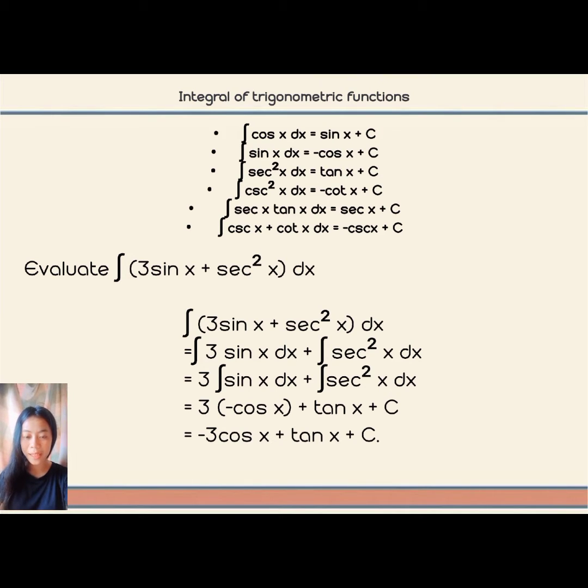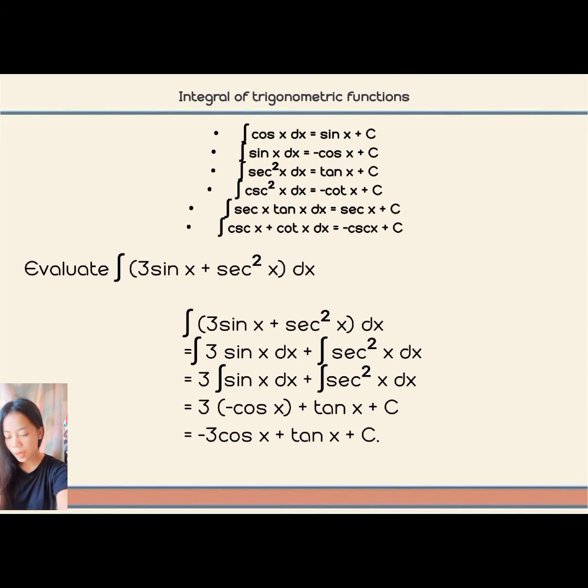Just always remember, the integral of secant squared x dx would be tangent of x plus c. And the integral of cosecant squared x dx is equal to negative cotangent x plus c. And then the integral of secant x tangent x dx is equal to secant x plus c. And finally, the integral of cosecant x cotangent x dx would be negative cosecant x plus c.